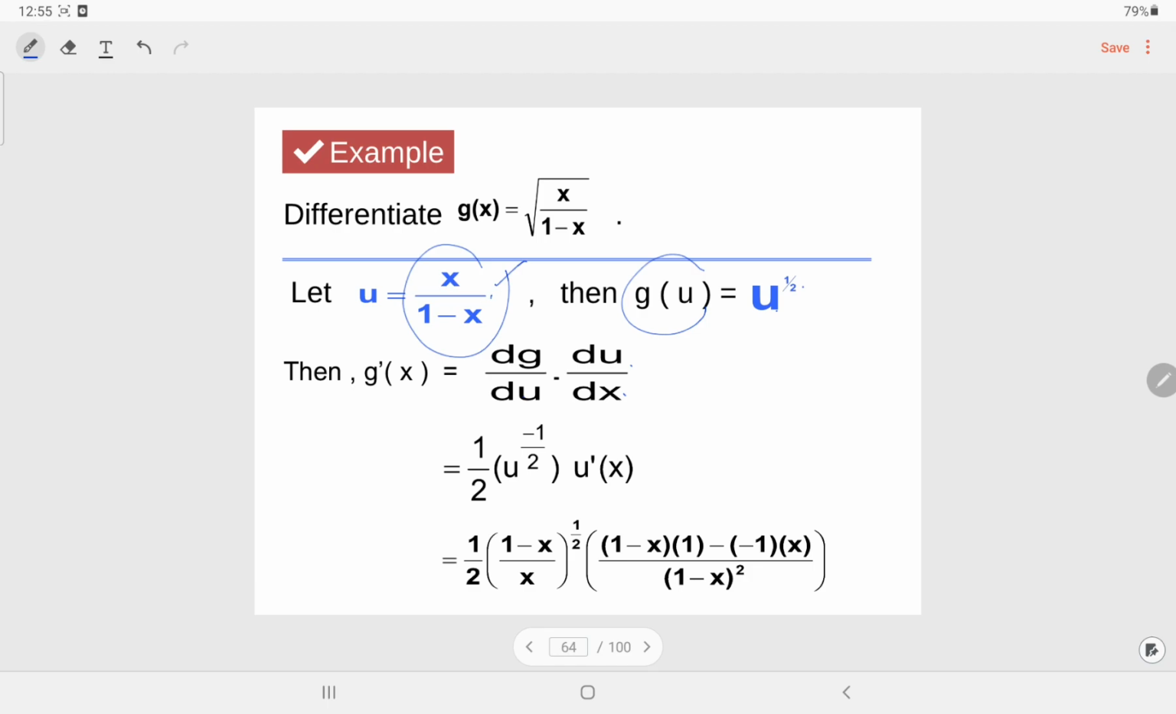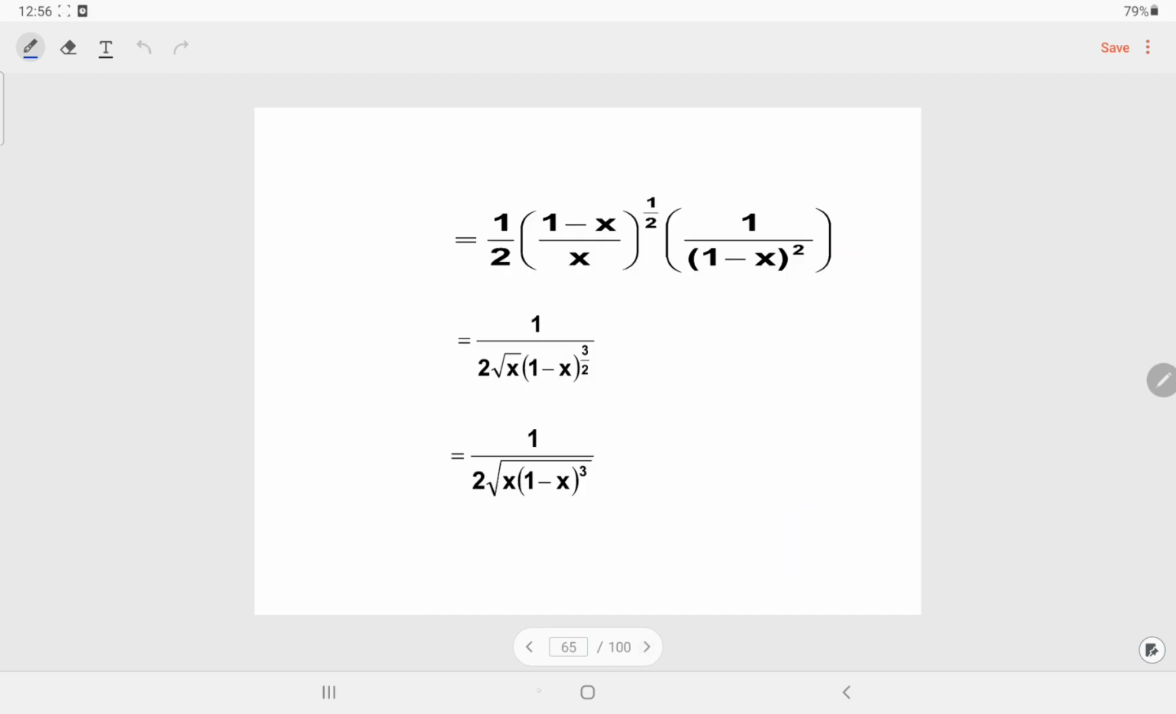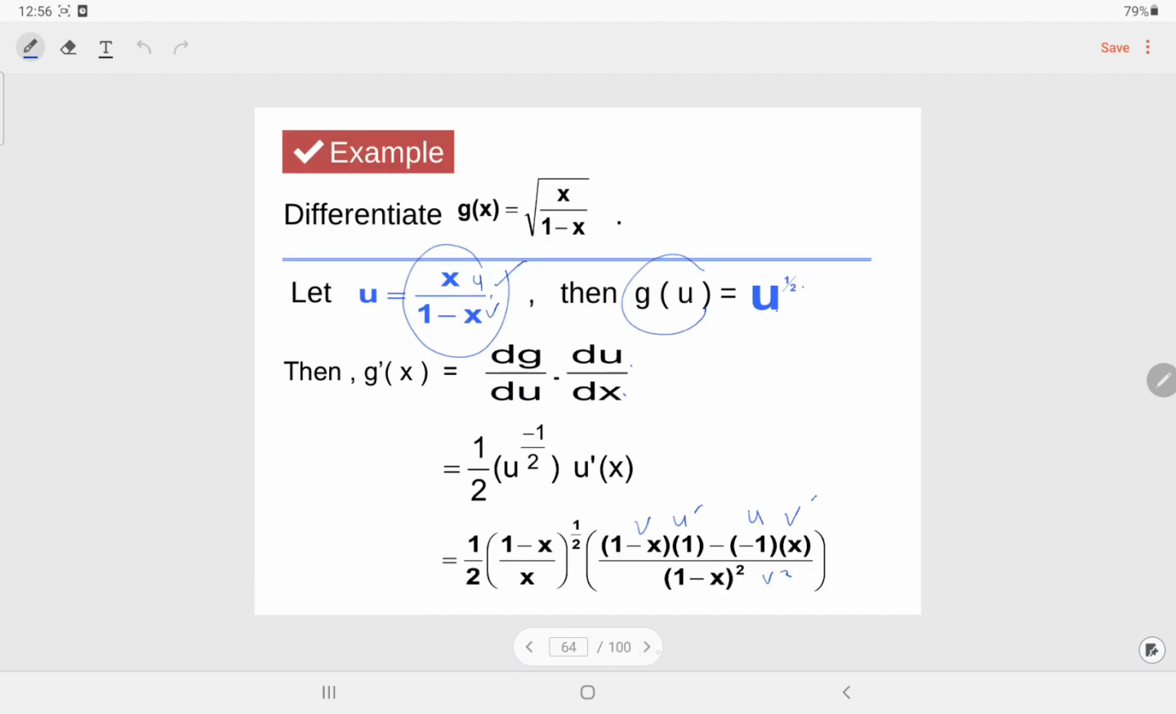So since this is a fraction, you need to use the quotient rule. So this is u, this is v, by using the formula (v u prime minus u v prime) over v squared. Okay, this is the numerator u, the denominator is v. Thus we can solve this one, right, from this one.